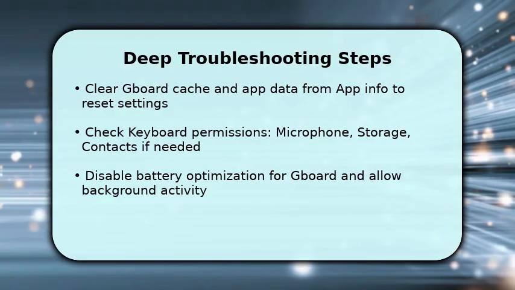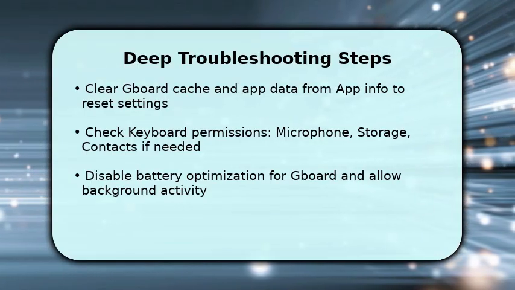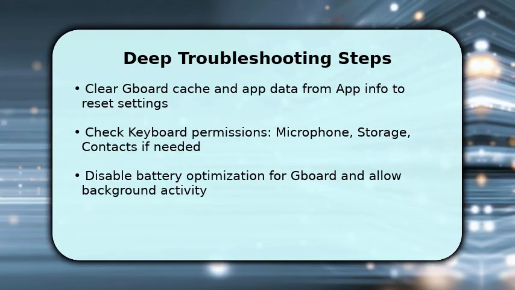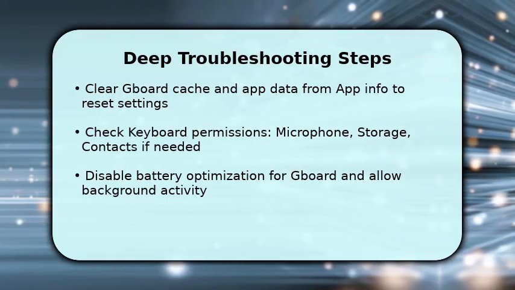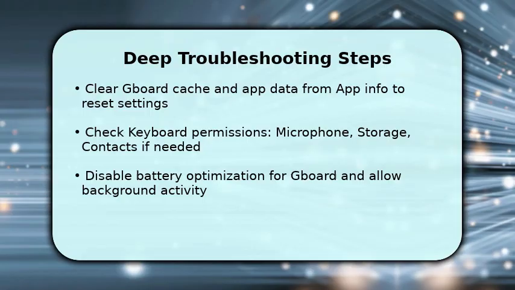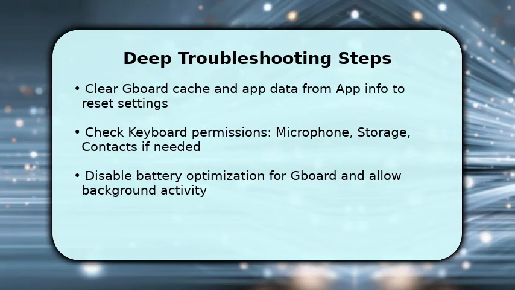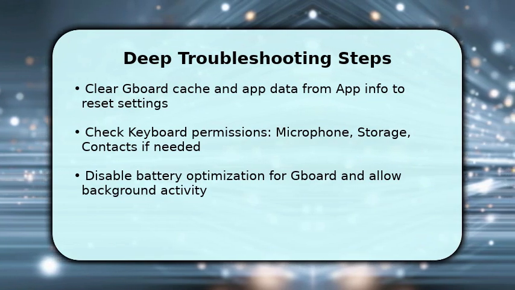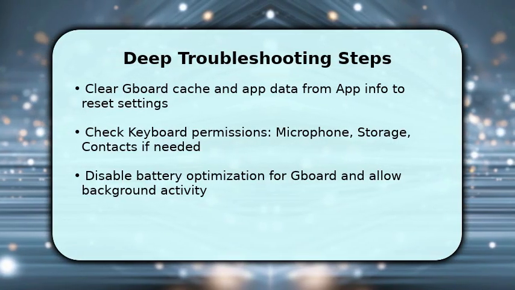Now dive into state and permission issues. Clearing Gboard cache and app data will reset corrupt configs, so open App Info and choose Clear Cache and Clear Data. Next, verify permissions, microphone, storage, and contacts if you use voice typing or clipboard features, because denied permissions can prevent the keyboard from initializing. Also disable battery optimization for Gboard so Android won't kill its background service. These steps address deeper app-level problems that simple restarts don't fix and explain why Gboard may fail to show.